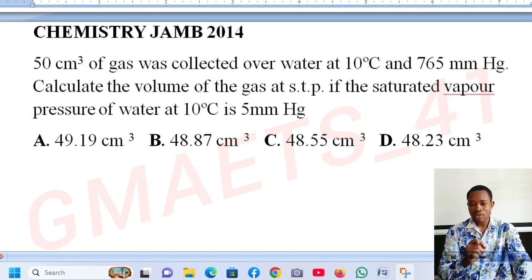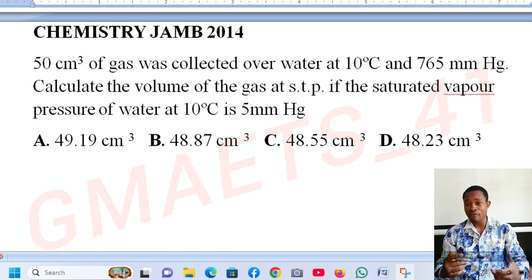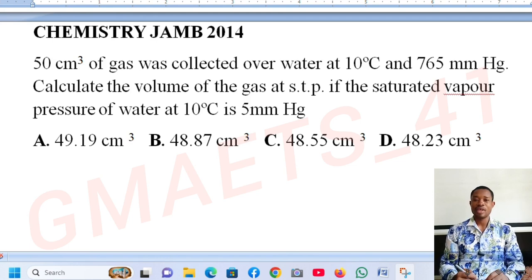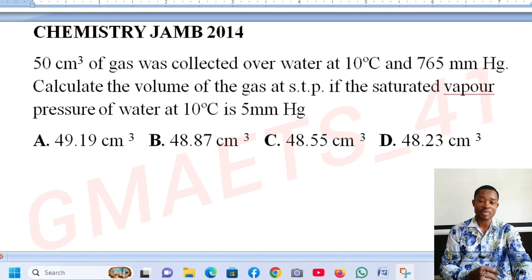50 cubic centimeter of gas was collected over water at 10 degrees centigrade and 765 millimeter of mercury. Calculate the volume of the gas at STP, that is at standard temperature and pressure, if the saturated vapor pressure of water at 10 degrees centigrade is 5 millimeter of mercury.